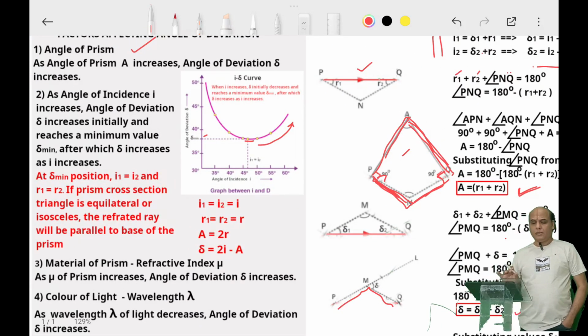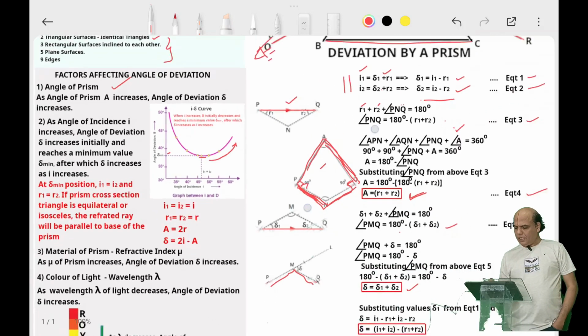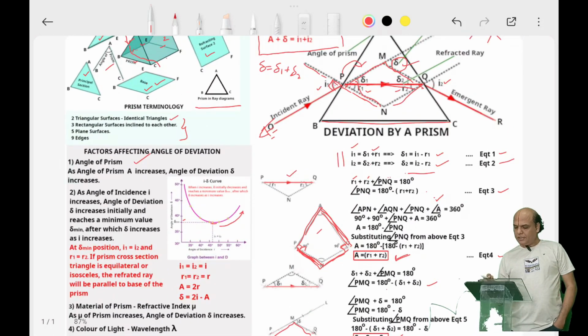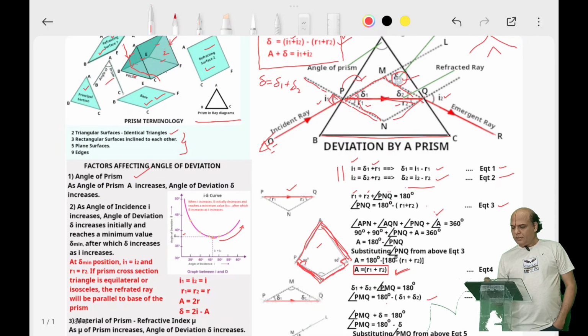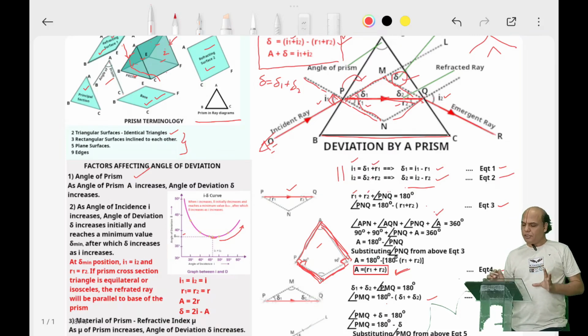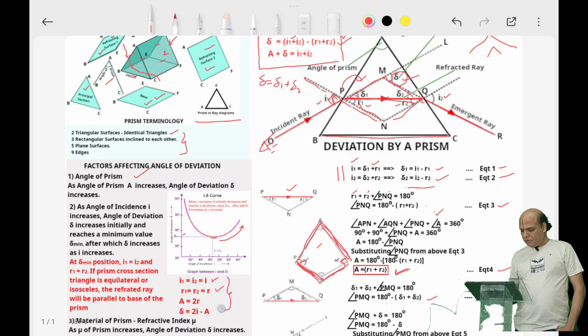I told you how to increase the angle of incidence. The position of the prism where the angle of deviation is minimum is called the minimum deviation position of the prism. At that position, it is observed that the angle of incidence will be equal to the angle of emergence, and then R1 and R2 are also the same. So note these relationships.